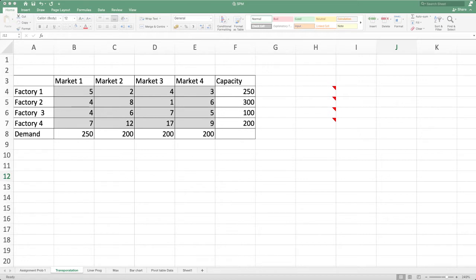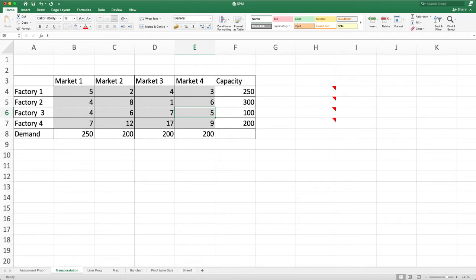Here you can see different variables like a factory and market. There are 4 factories and 4 markets. So we have to send the product, the unit, from factory 1 to market 3. The cost per unit is 4 dollars, consider rupees 4. From factory 3 to market 4, it is rupees 5.